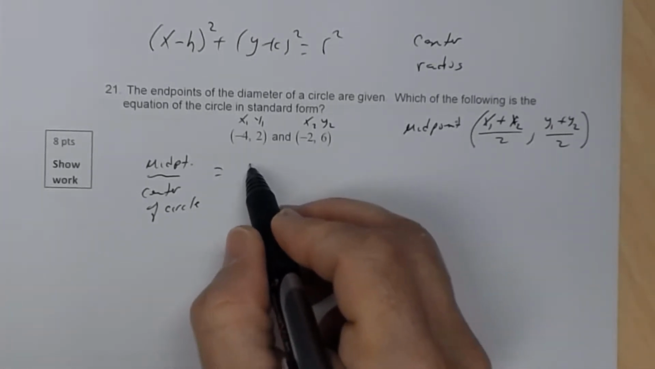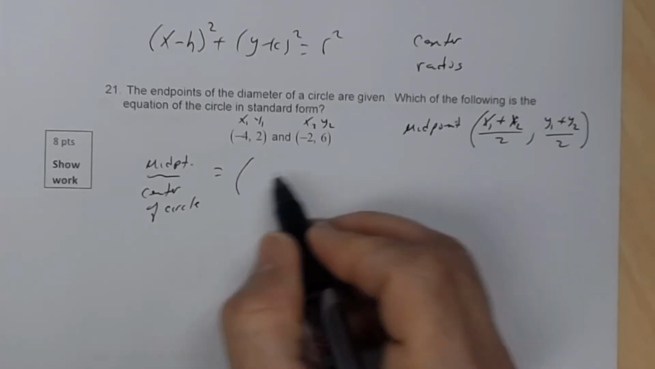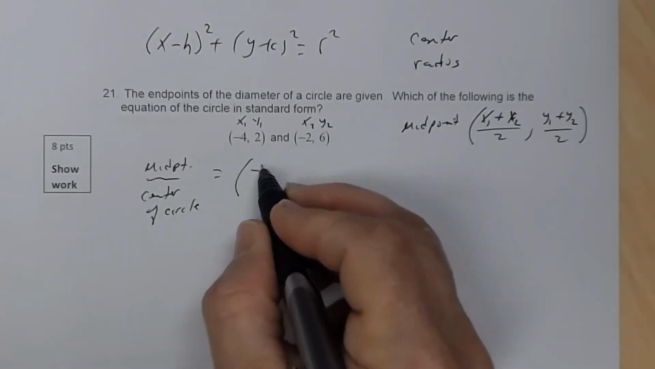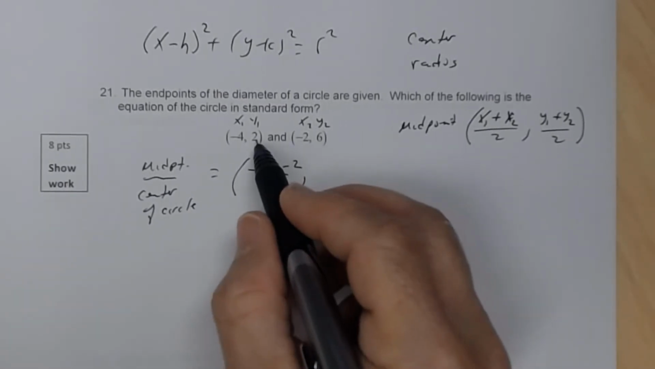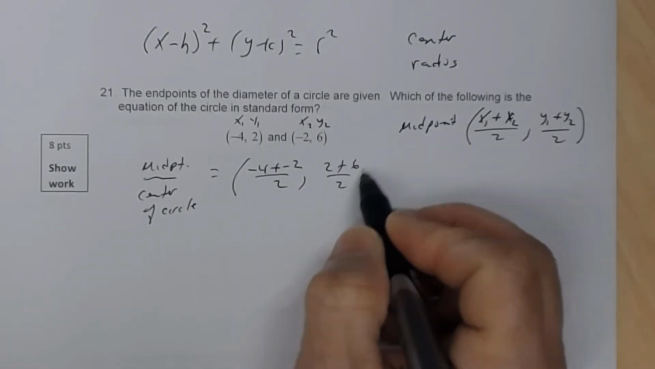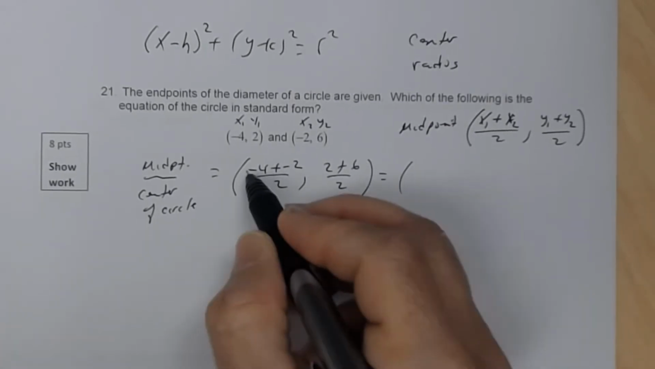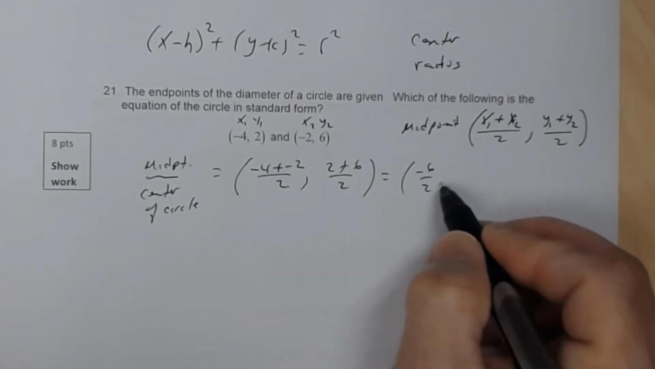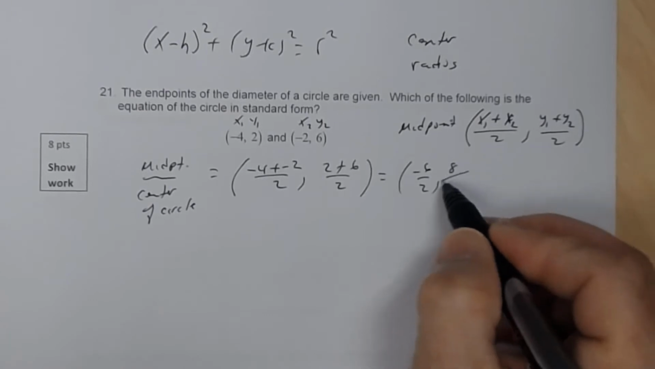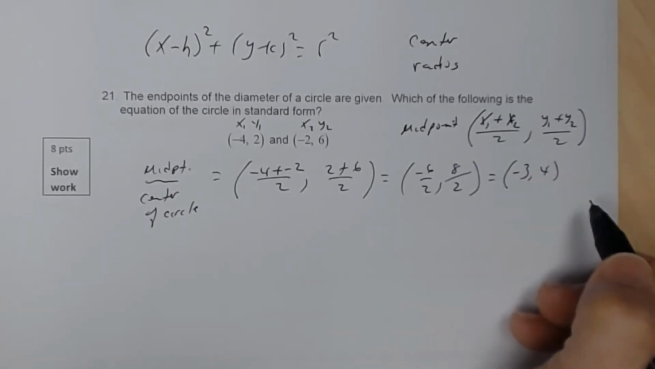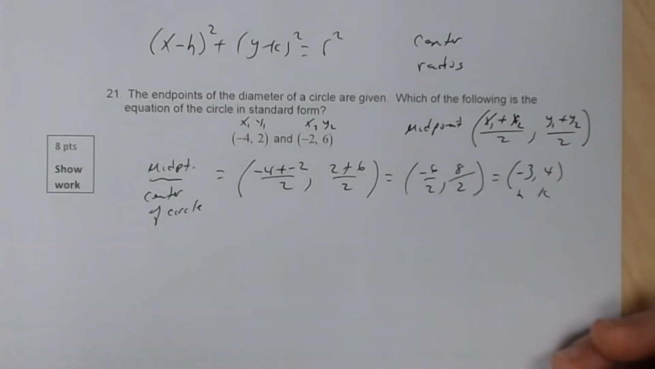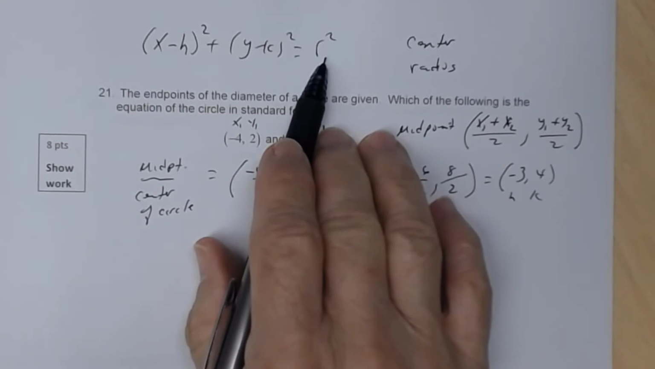All right, so I get x1 plus x2. So I get -4 plus -2 divided by 2, comma, and then you add your y's. 2 plus 6 divided by 2. So it becomes -4 plus -2 is -6 divided by 2, and then 2 plus 6 is 8, 8 divided by 2. So that becomes (-3, 4). So there's your h, there's your k. So the only thing I have to find now is the radius. That's the only thing I have left to find.